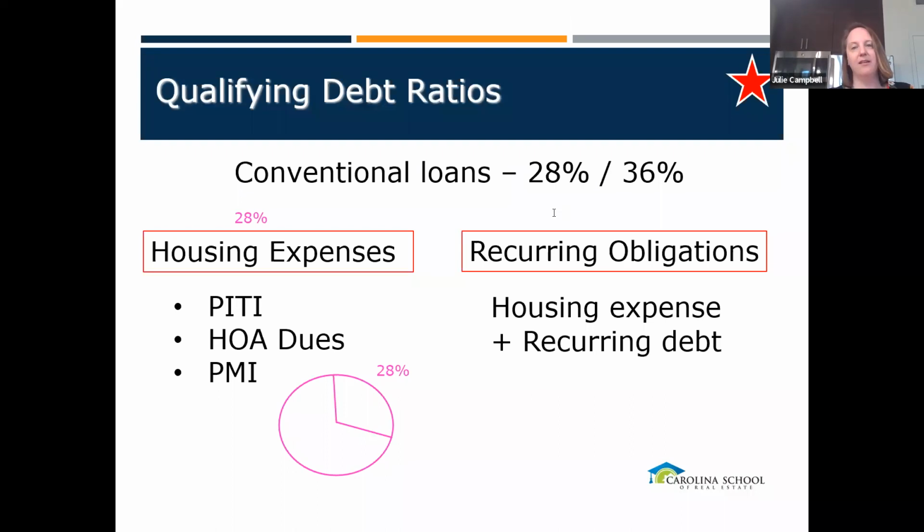The second number then is your 36% that you have to qualify under, the borrower. The 36% looks at housing expenses. What do we just define as housing expenses? PITI, HOA dues if applicable, and PMI. In addition to your housing expenses, the 36% is also going to look at your reoccurring debt, car payments, credit card bills, medical bills, student loans, alimony, child support, whatever those bills are that you pay every month. Did I hear a question?